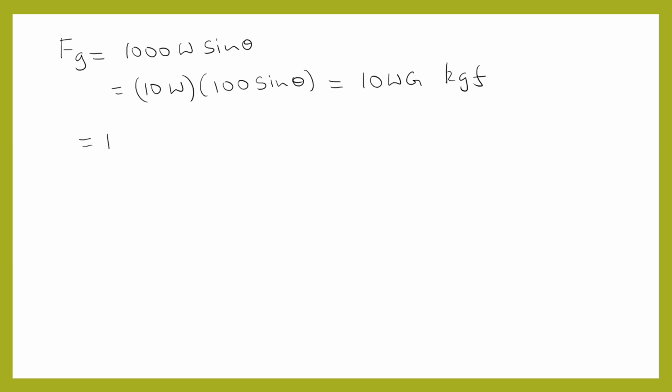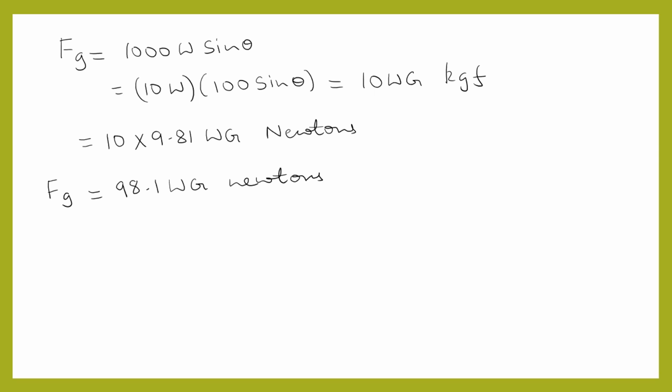So Fg is equal to 10 into 9.81 WG in newtons. Therefore, we get the tractive effort to overcome the gradient Fg equal to 98.1 WG newtons. The value of Fg is positive for train moving up the gradient and it is negative when train is moving down the gradient.